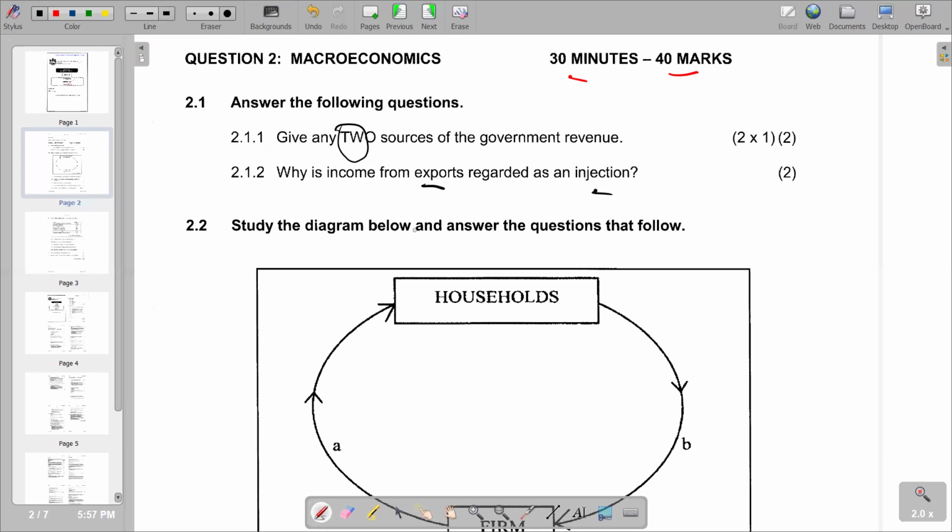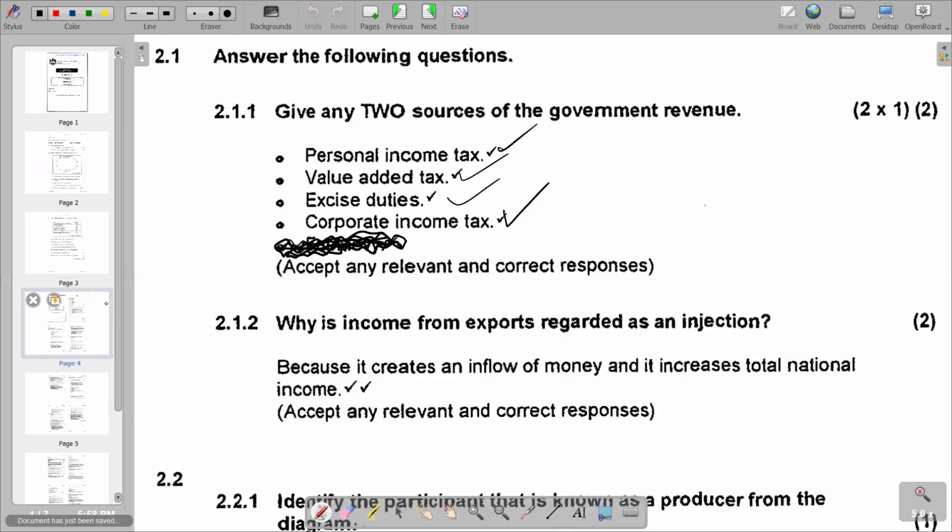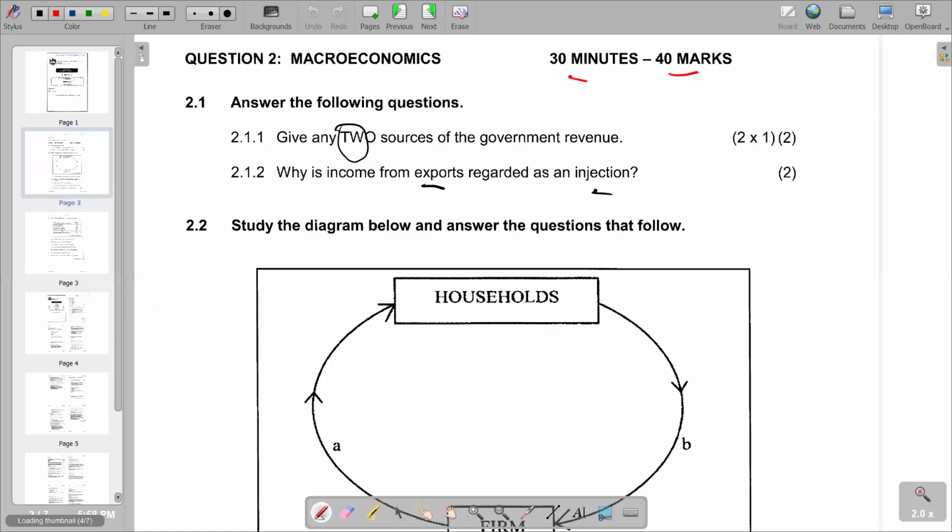So let's see, according to the explanation that we have in this video, code 2.1.2. So we are saying 2.1.2, the response is that because it creates an inflow of money and it creates total national income. So basically, this is the response that we have according to this video. So we go to the next question, which is study the diagram below and answer the questions that follow.